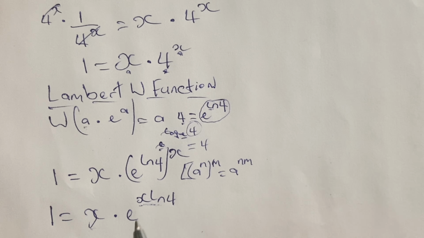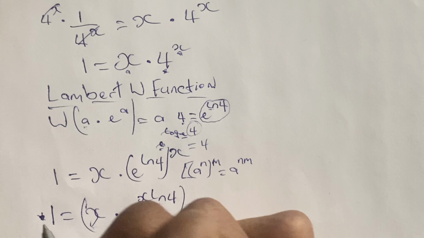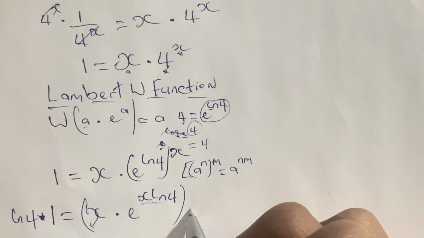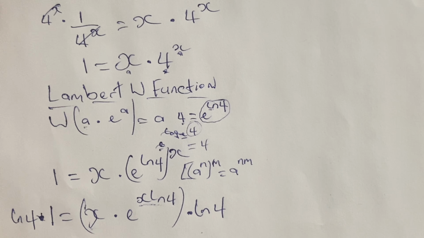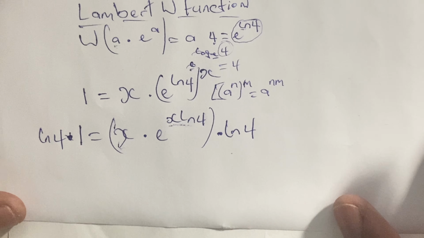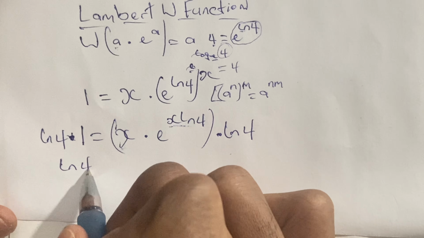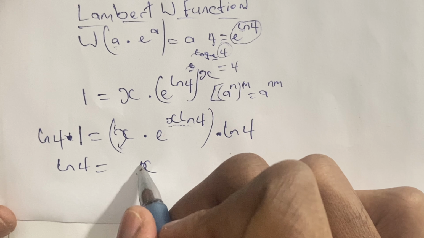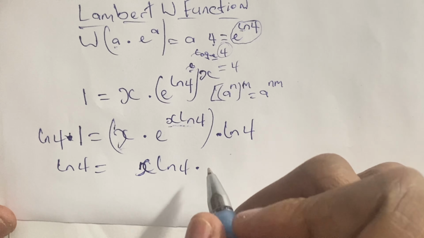We quickly resolve this issue by multiplying both sides of this equation by ln 4. So we have ln 4 times 1 is equal to x times e to the power of x ln 4, in brackets, times ln 4. And so this will resolve our issue of the x ln 4 in the power. And as we know, 1 times anything is just itself. And since multiplication is commutative, we can write this in any order. So we have x ln 4 times e to the power of x ln 4.